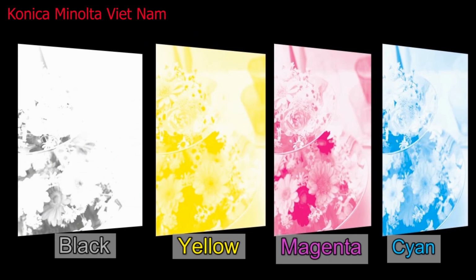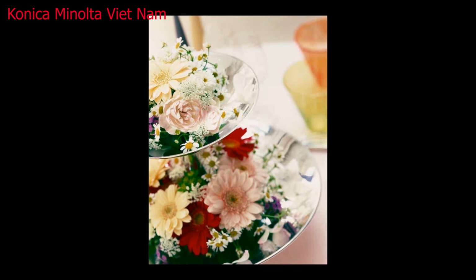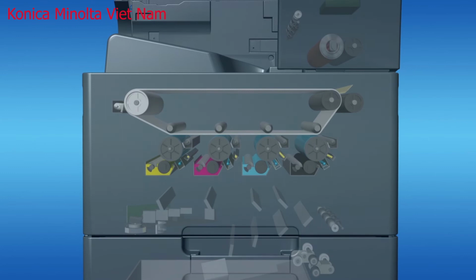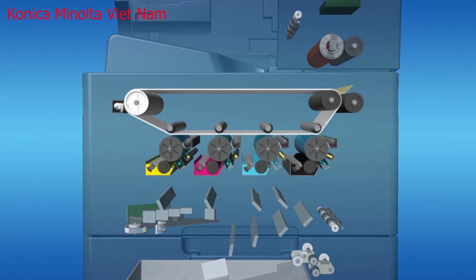When creating color copies, a variety of colors are expressed by combining toner in the four colors of cyan, magenta, yellow, and black. Now, let's look at the actual method used to combine toner and create color copies. A major difference between monochrome photocopiers and color photocopiers is the developing process.